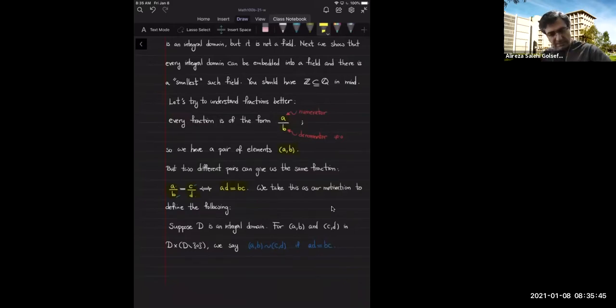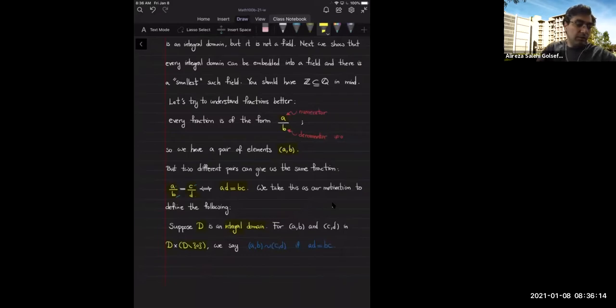So suppose D is an arbitrary integral domain. D is a given integral domain. It can be Z or an arbitrary integral domain that we don't know what it is. Then I pick two pairs of elements. The first component can be anything inside this integral domain, and the second component consists of only non-zero elements.